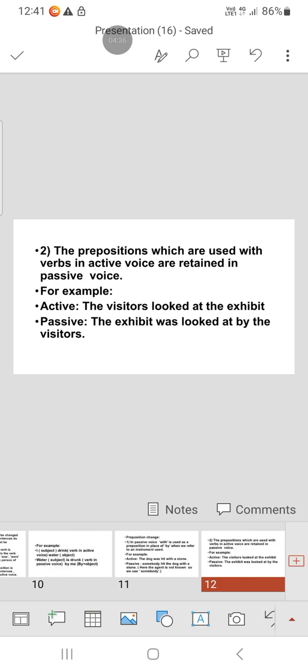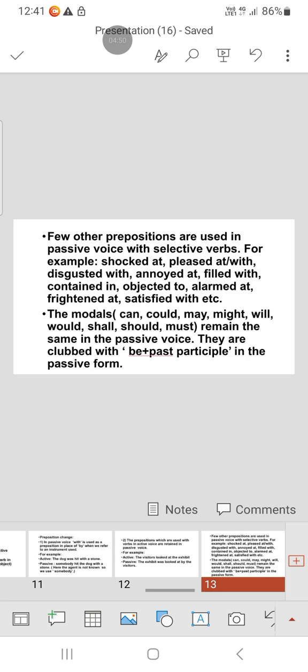Second, the prepositions which are used with verbs in active voice are retained in passive voice. For example, active voice, the visitors looked at the exhibit. Passive, the exhibit was looked at by the visitors.